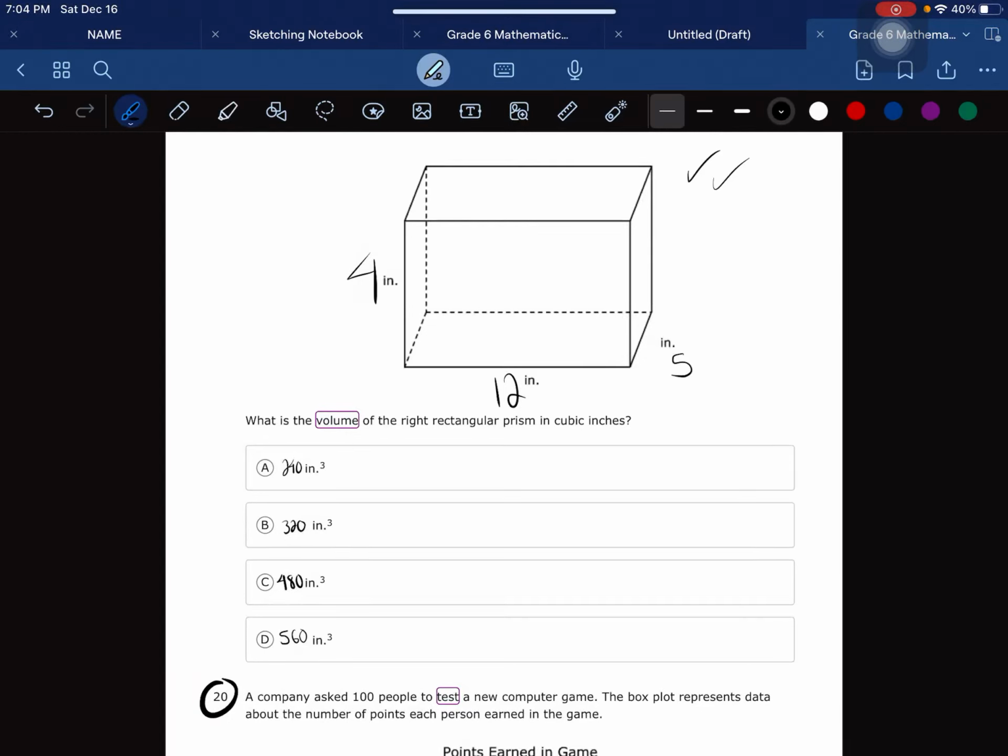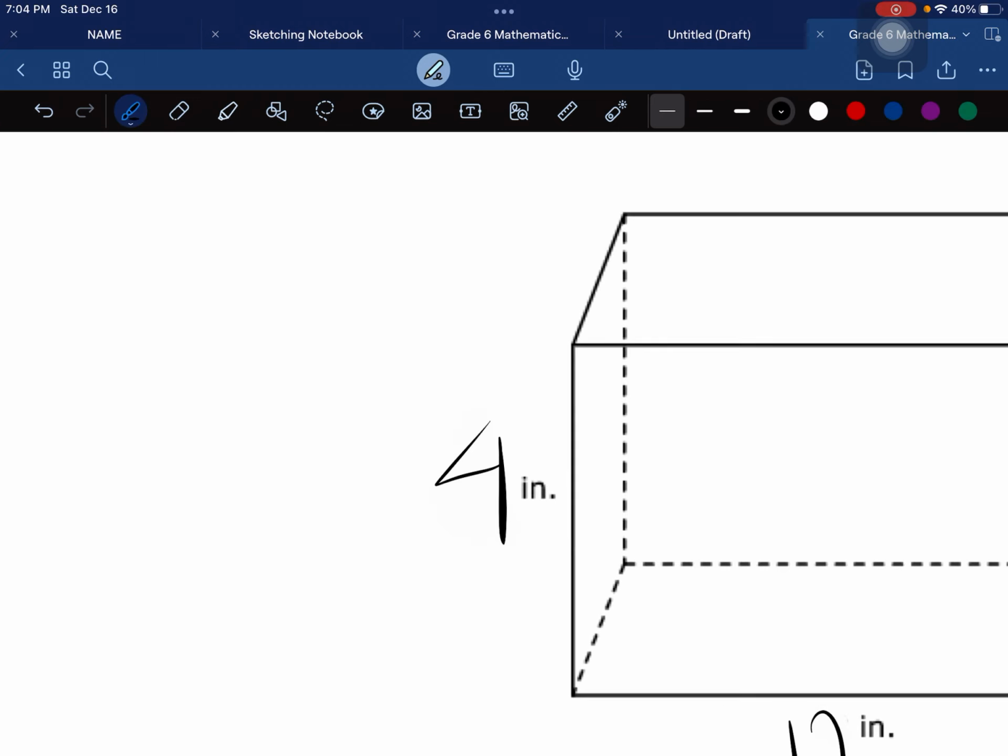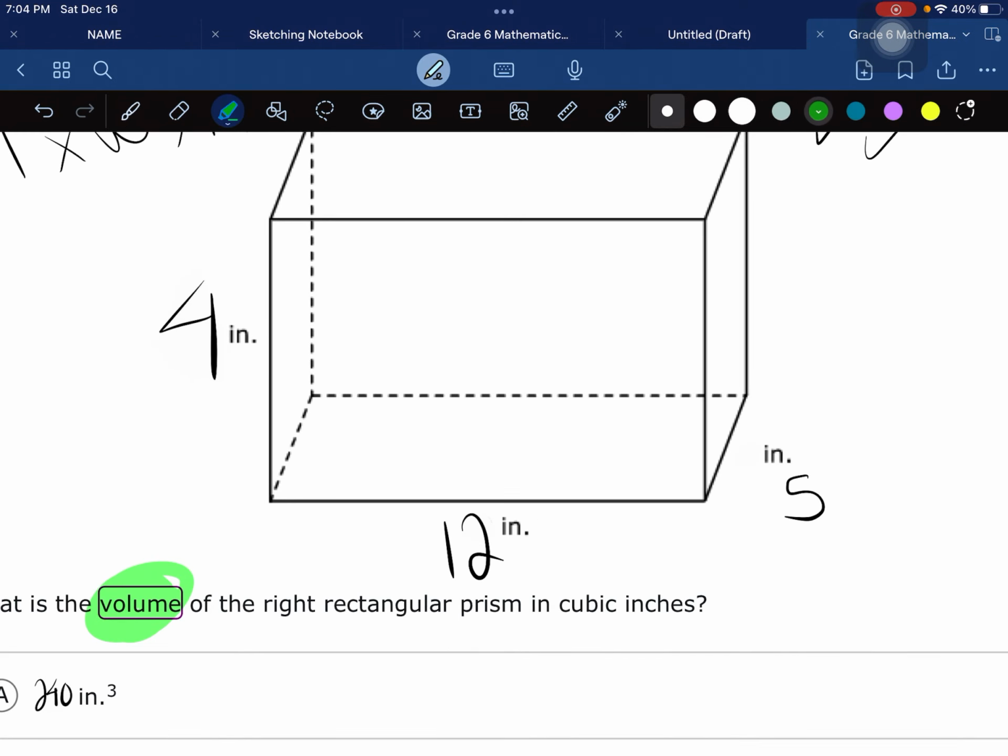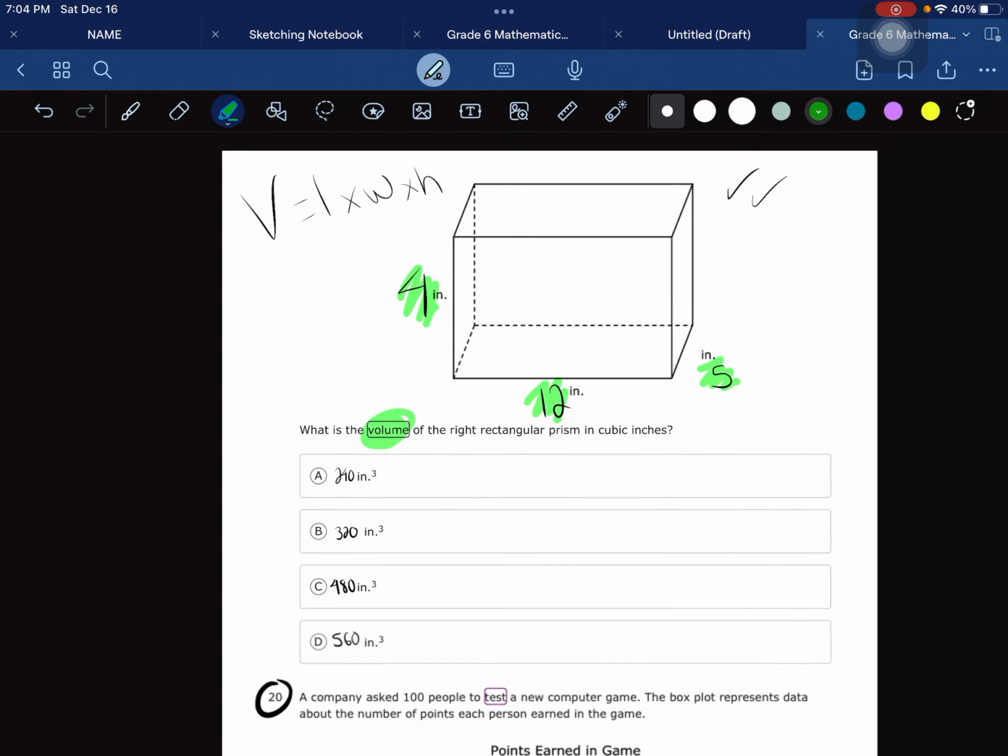Ahora chicos, la número 19, 19. It is very simple. Está muy fácil. The way you find volume is length times width times height. So all you're going to do is multiply these three numbers and you find the answer.